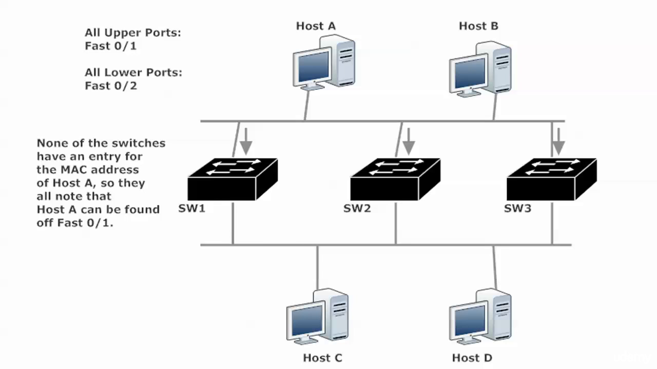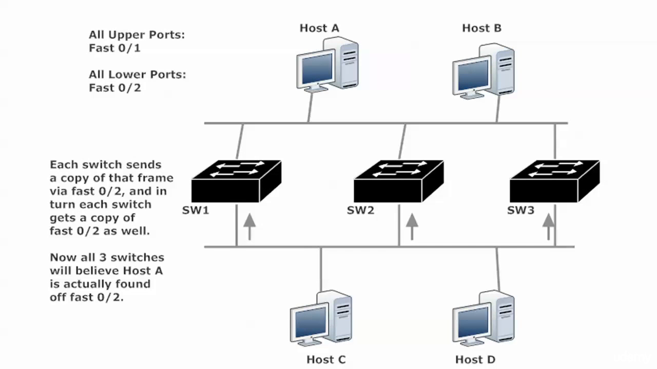And the thing is, what are they going to do now? They're going to make a note that host A is off Fast Ethernet 0.1, and then if they've just been turned on, which is another assumption we're going to make through the miracle of technology, they will flood the frame that is destined for host C because we are assuming they do not have an entry for said host. So you can see that we already end up having trouble with this particular topology because each switch is going to send a copy of that frame out their Fast Ethernet 0.2 ports.